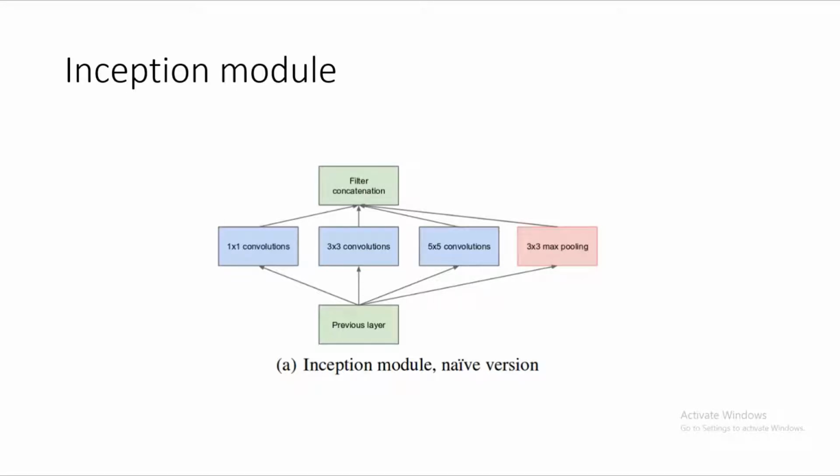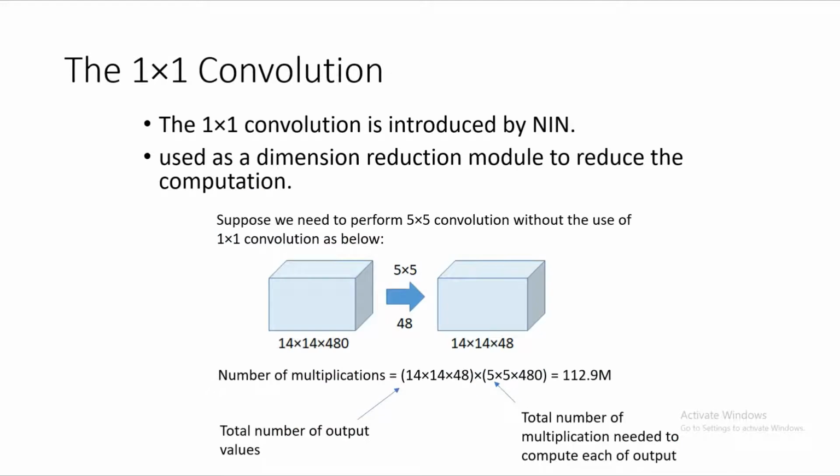So in order to overcome this problem, the depth of the feature map is reduced by using 1 by 1 convolution. As we have discussed in our previous class, we can use 1 by 1 convolution to reduce the depth, which ultimately reduces the complexity. So we will see how the 1 by 1 convolution decreases the complexity.